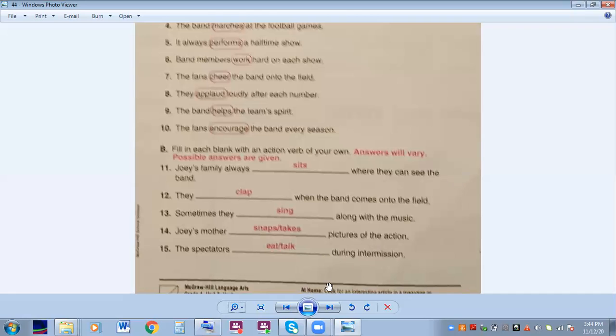Any action word, verb, action verb that makes sense in the sentence would work for these answers, okay? All right, that's it for our action verb lesson today.